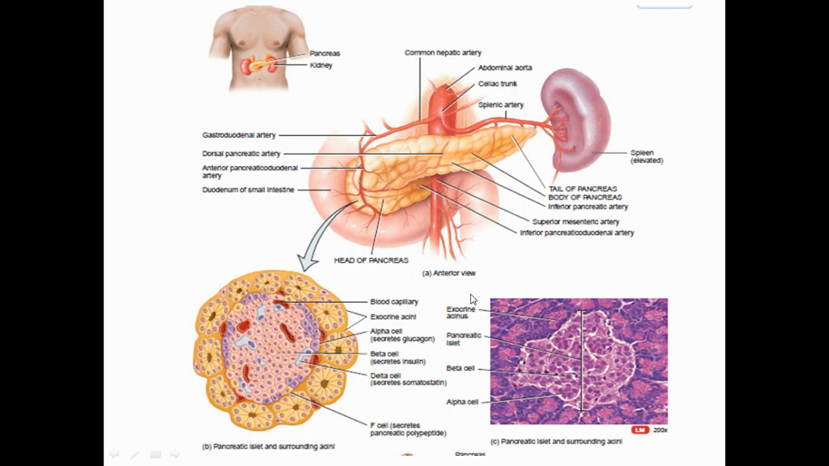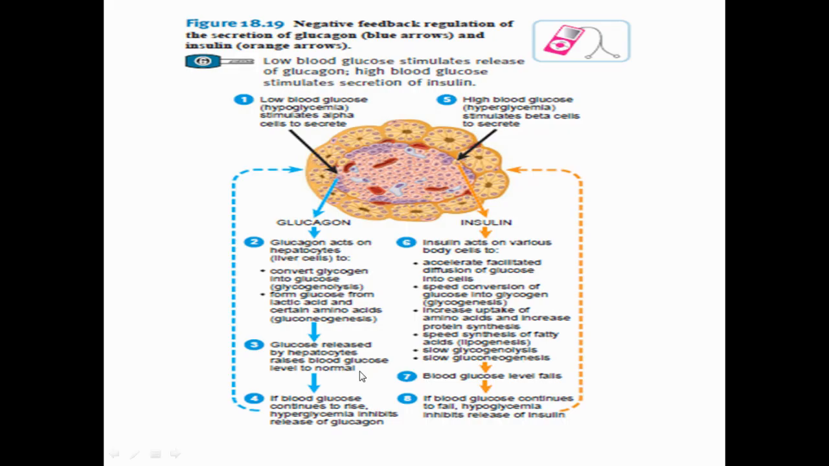So these are the different cells that secrete the different hormones. Now, how are the secretions regulated? The negative feedback regulation of the secretion of glucagon and insulin. The left side shows glucagon and the right side shows insulin. The different cells are shown here.